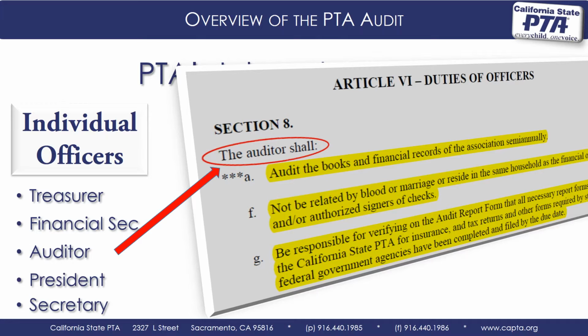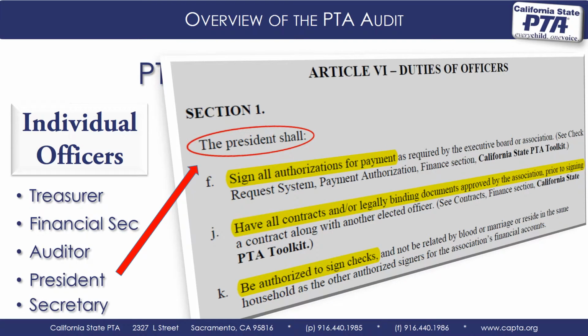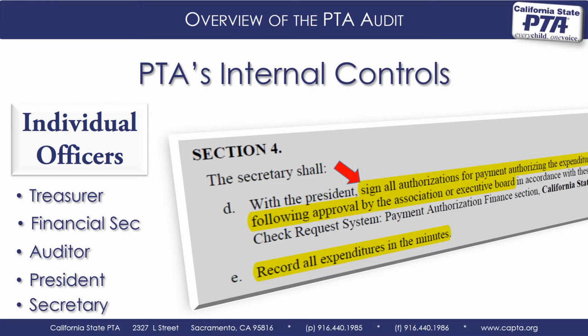The auditor audits the books and financial records semi-annually and whenever a check signer resigns. The auditor may not be related to any check signer. The auditor verifies that the annual insurance premium has been paid and that tax returns have been filed. The president signs all payment authorization forms, contracts, and checks as authorized by the association. The secretary signs all payment authorization forms as authorized by the association. The secretary records all expenditures in board and association meeting minutes.